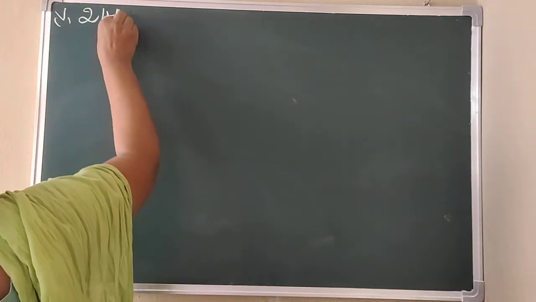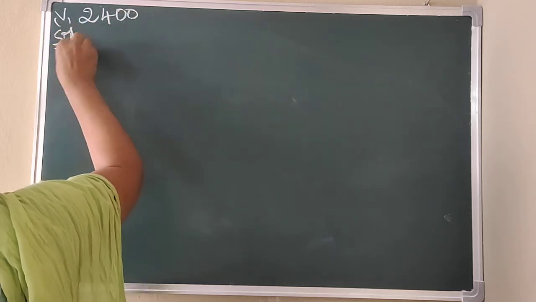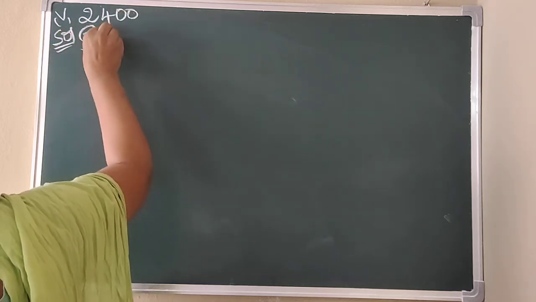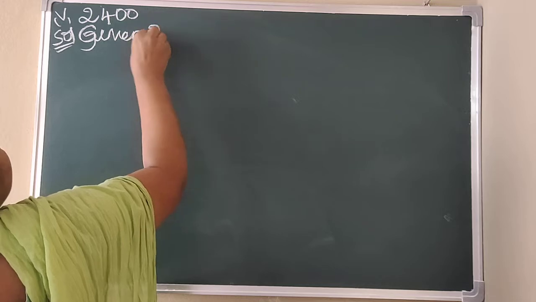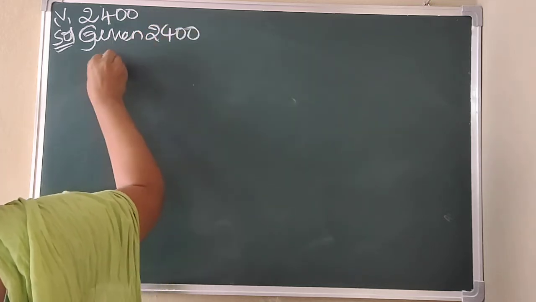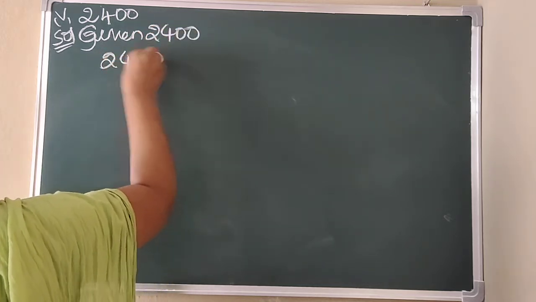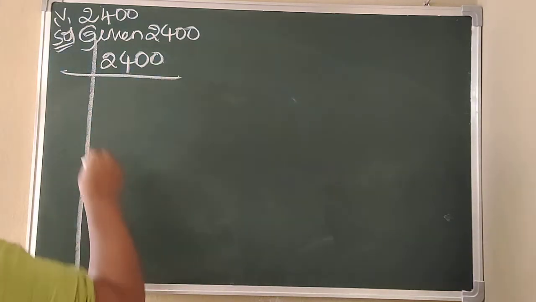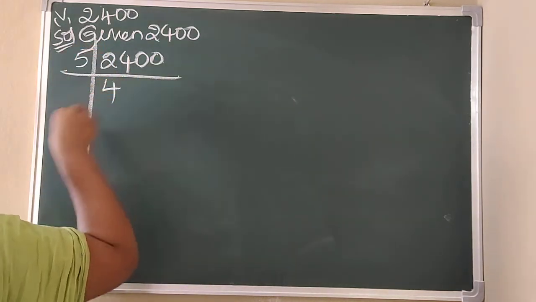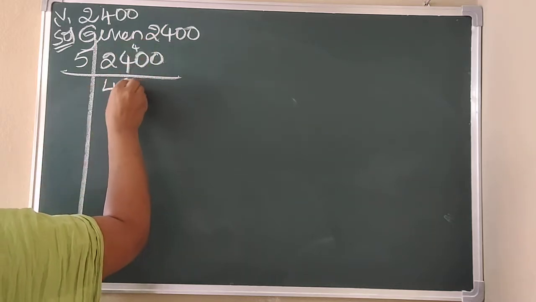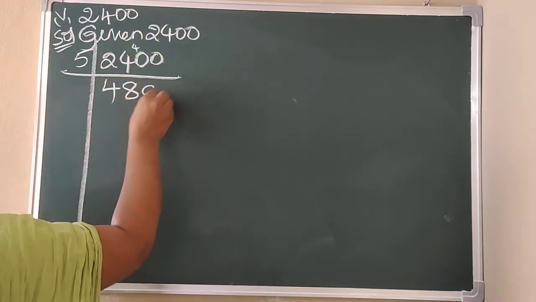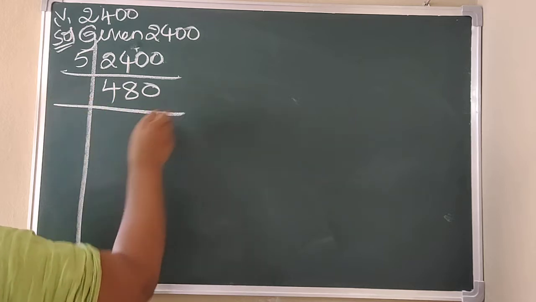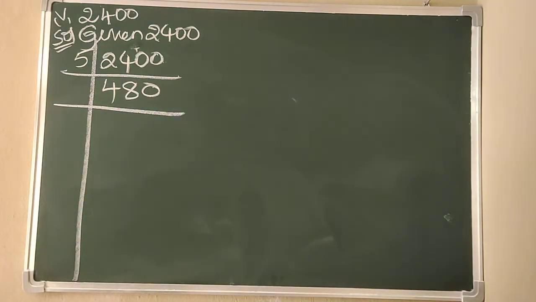2,400. So for this we have to find the prime factors. So given 2,400. So this will go in 5 table because the last digit is 0. Okay, so 5 times 4 is 20, 4 will be remaining. 5 8 times is 40, 5 0 times will be 0. That is 5 times of 480 will be 2,400.